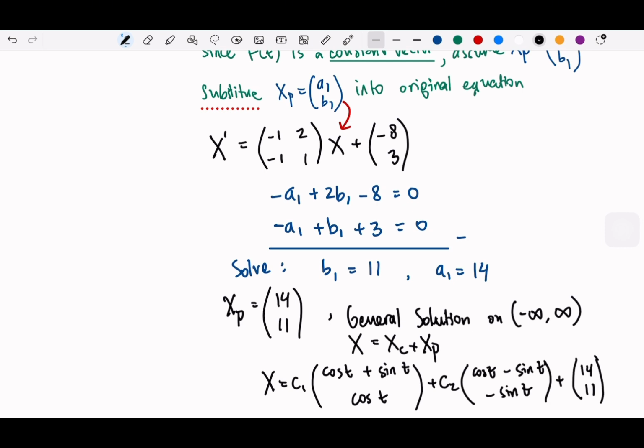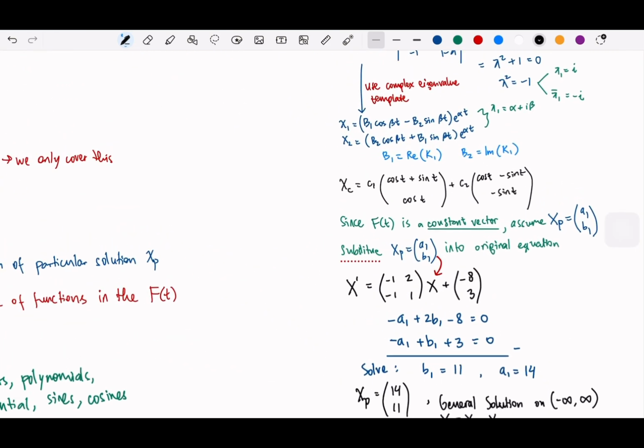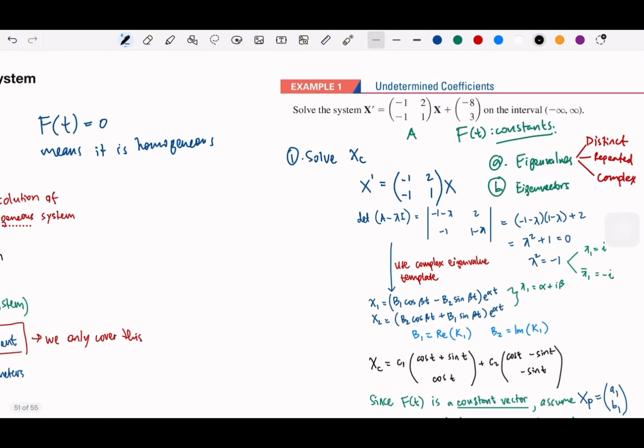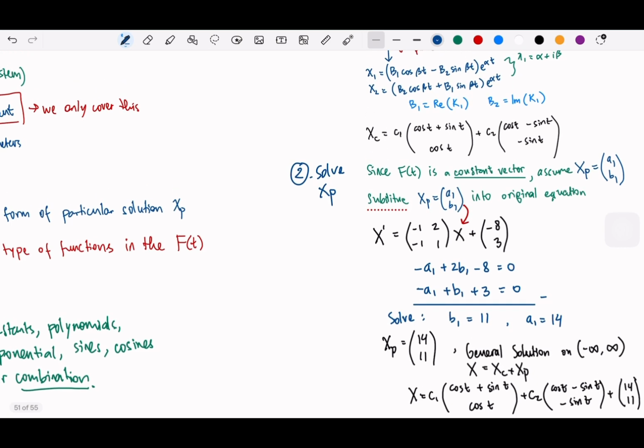I think we can have more examples later on. Okay, so now let's see. Let me mark this some idea here. Solve the xp, and then finally get the particular general solution.